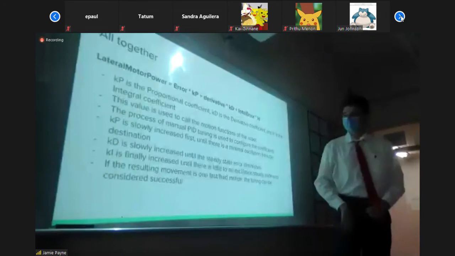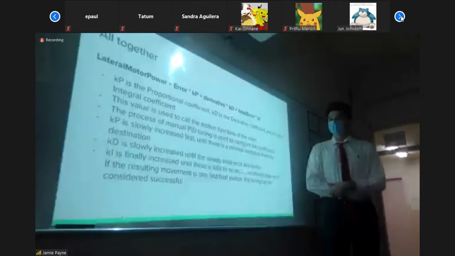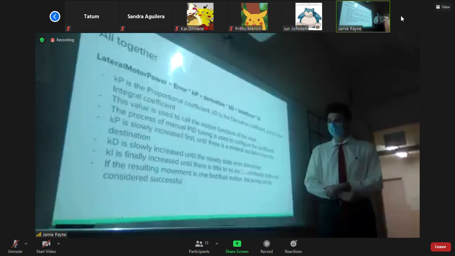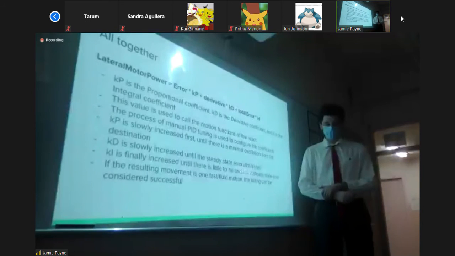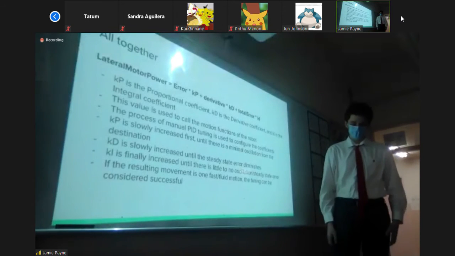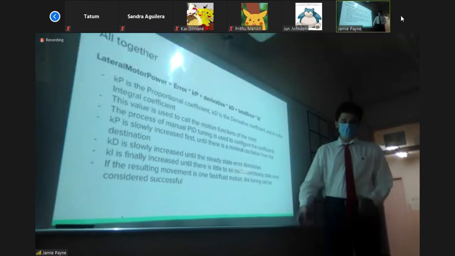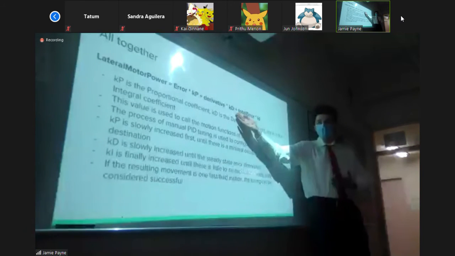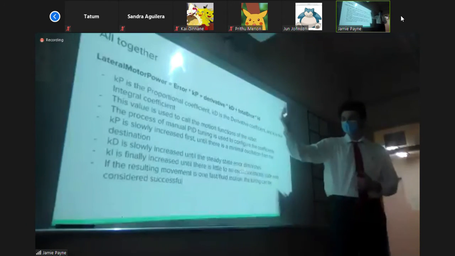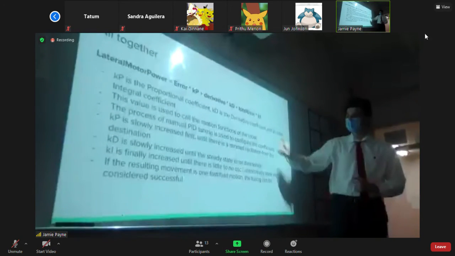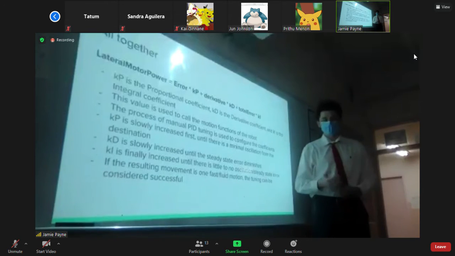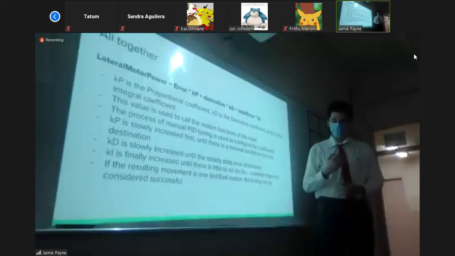Now, all three components together. Kp is the proportional coefficient, Kd is the derivative coefficient, and Ki is the integral coefficient. The value we calculate for lateral motor power, by error times Kp, derivative times Kd, and total error times Ki, is used to call the motion functions of the robot.